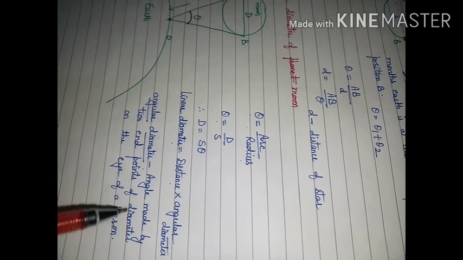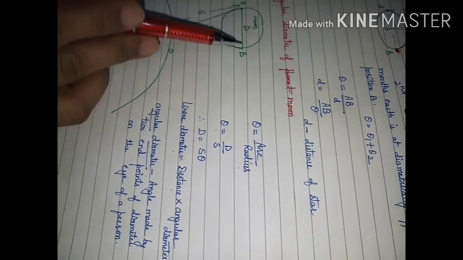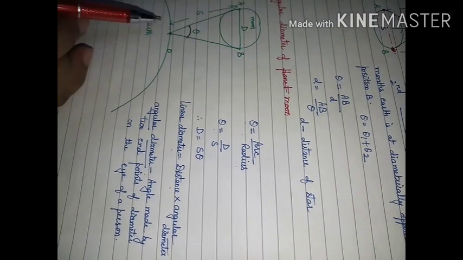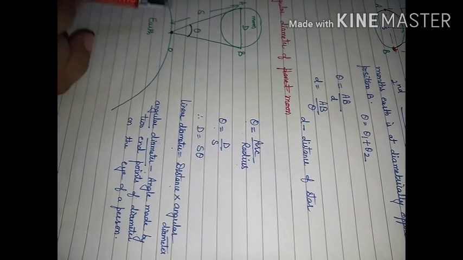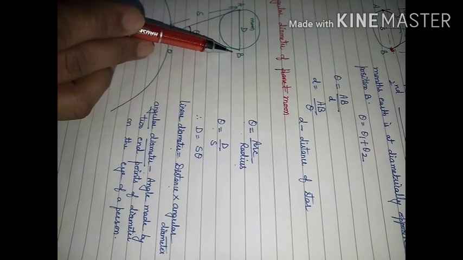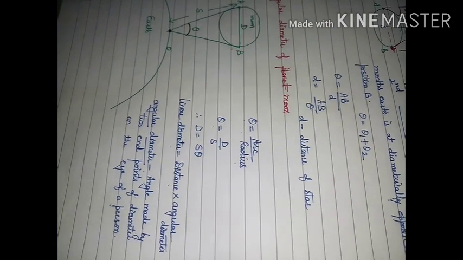Angular diameter is the angle made by the two ends of the diameter on the eye of a person who is observing the two ends. So you try numericals related to these.